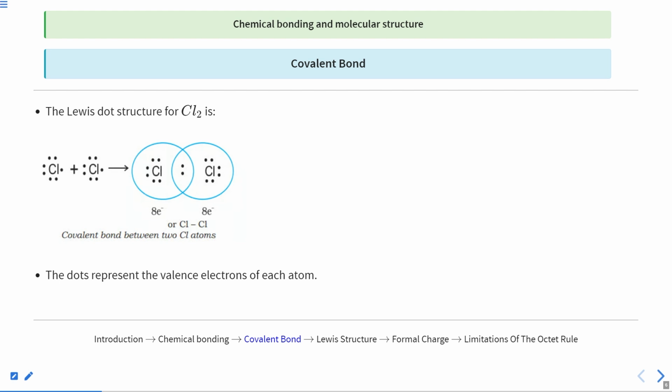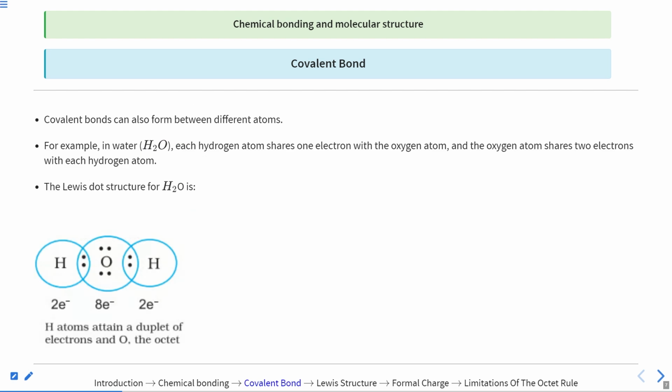We only consider the outermost valence electron. Clear? Okay. Now let us take one more example here. So here we have water. Water, we have one oxygen and two hydrogens, right? One oxygen and two hydrogens are there in water. We know it very clearly.